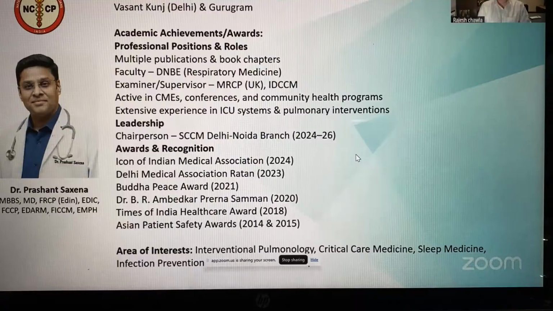He has been an examiner for MRCP. He himself has done FRCP and is active in CMEs for the Indian Society of Critical Care Medicine. He has organized n number of CMEs, with extensive experience in ICU systems and pulmonary interventions. He has been awarded Icon of Indian Medical Association, Delhi Medical Association Ratan, Buddha Peace Award, B.R. Ambedkar Prerna Samman, Times of India Healthcare Award, and Asian Patient Safety Awards. And his areas of interest, of course, are critical care medicine, interventional pulmonology, sleep medicine, and infection prevention. Over to Arjun and Prashant.